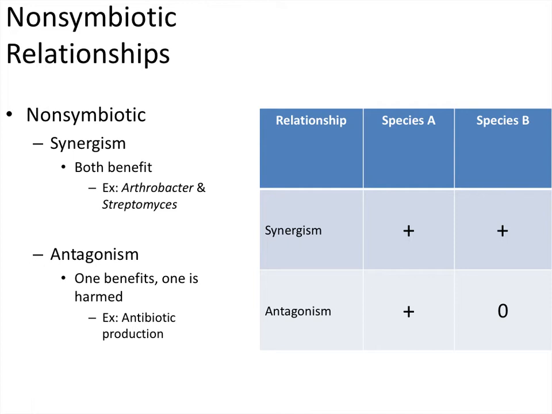The second type of non-symbiotic relationship is antagonism. Antagonism occurs when one benefits and one is harmed. So these two organisms interact and one benefits from it, but the other one gets hurt from it. A great example of this is actually antibiotic production.